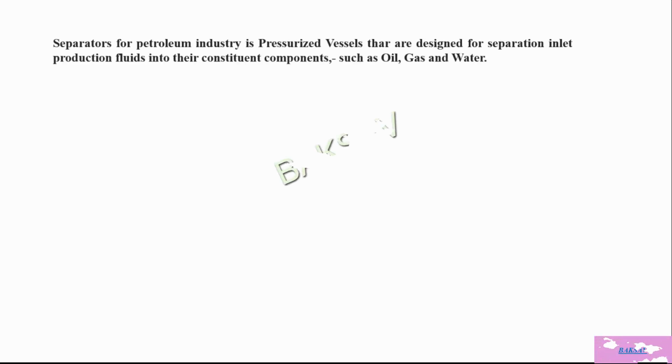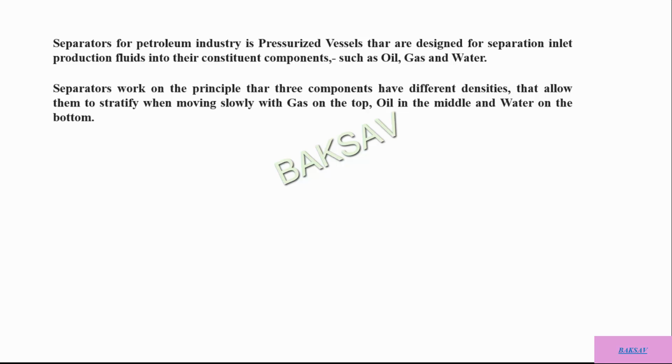Separators for the petroleum industry are pressurized vessels that are designed for separating inlet production fluids into their constituent components, such as oil, gas and water. Separators work on the principle that the three components have different densities, that allow them to stratify when moving slowly, with gas on the top, oil in the middle and water on the bottom.